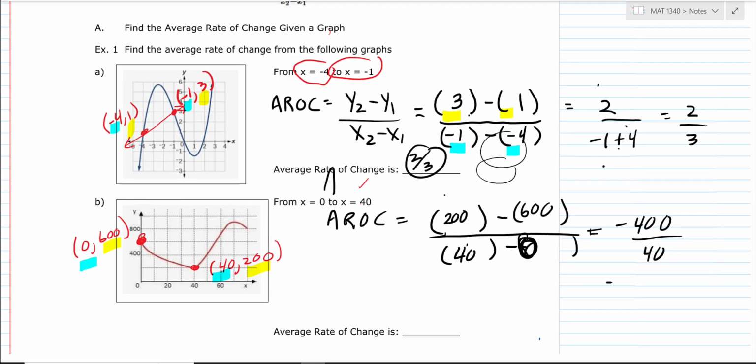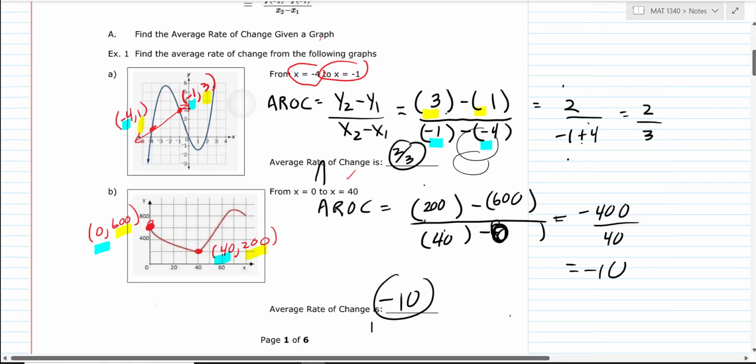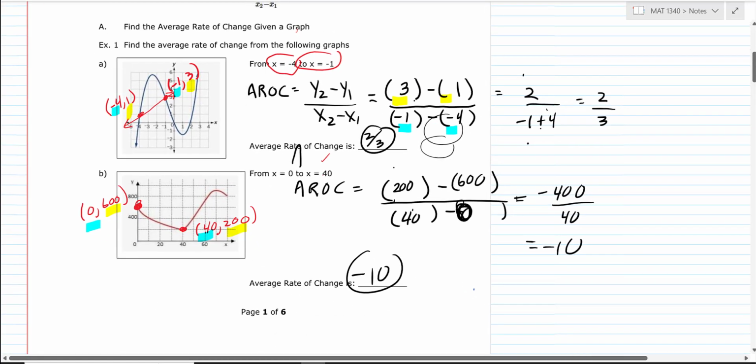So anyway, that's negative 10. So you would have an average rate of change of negative 10 on that then. Okay? You guys understand what's going on? You got to know how points work, and you got to know the formula. All right, let's try some problems on the next page. Has everybody got this down? Okay, all right, very good.